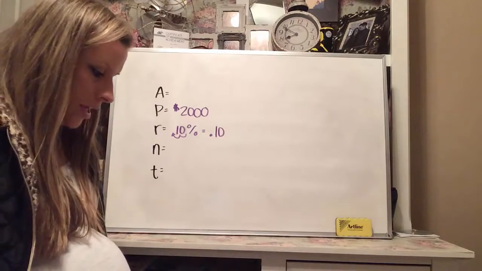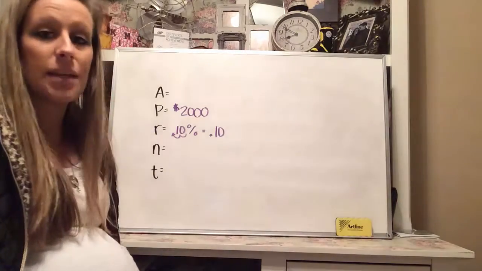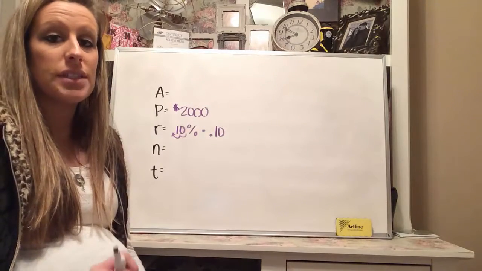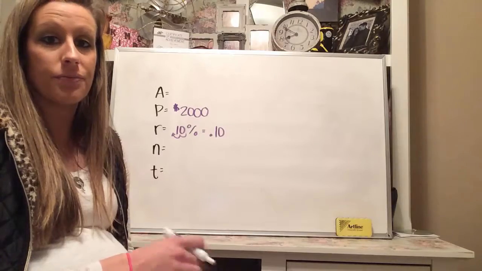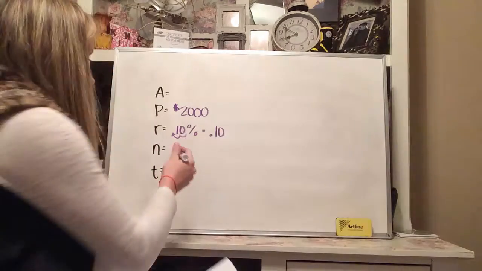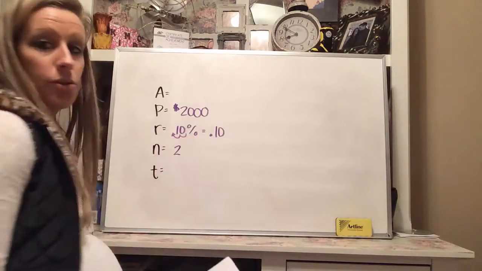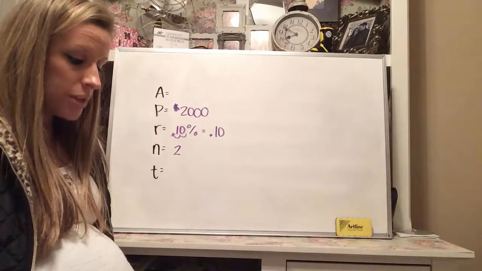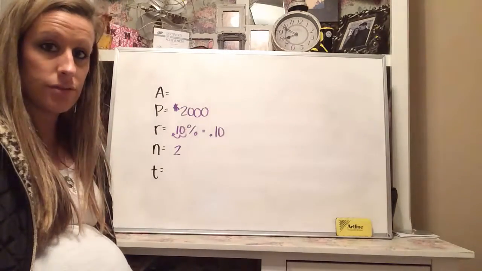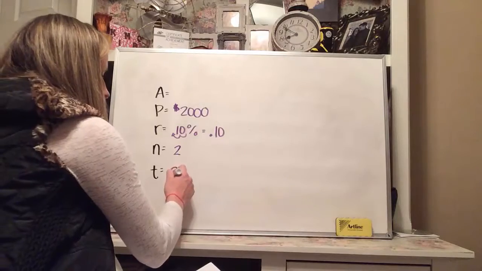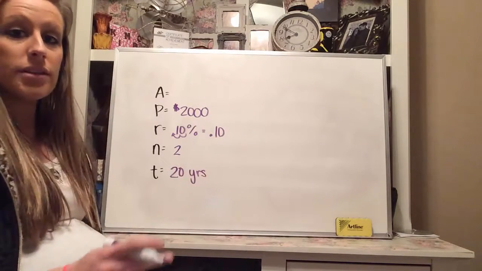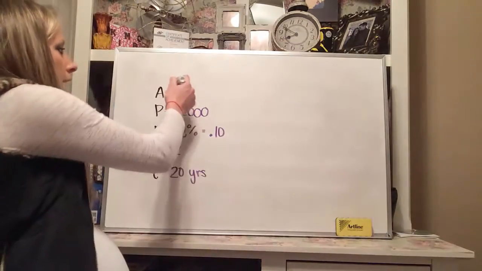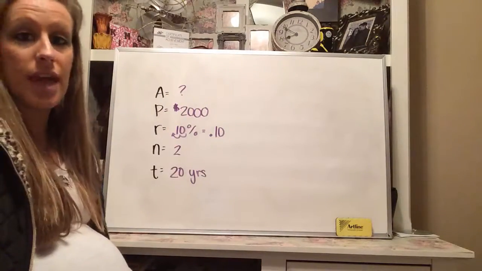Okay. It's compounded semi-annually. So if it's semi-annually, how many times does that happen per year? Okay, semi would be 2. So my N is 2. How much will she have after 20 years? So they give us a time, 20 years. So what we need to figure out is our amount after that time.